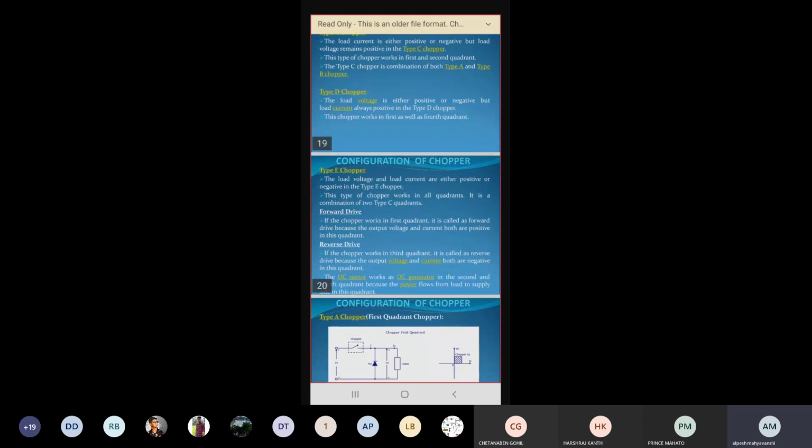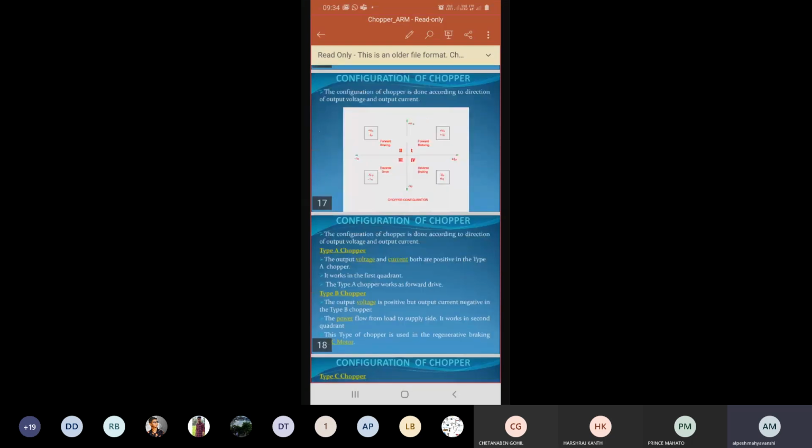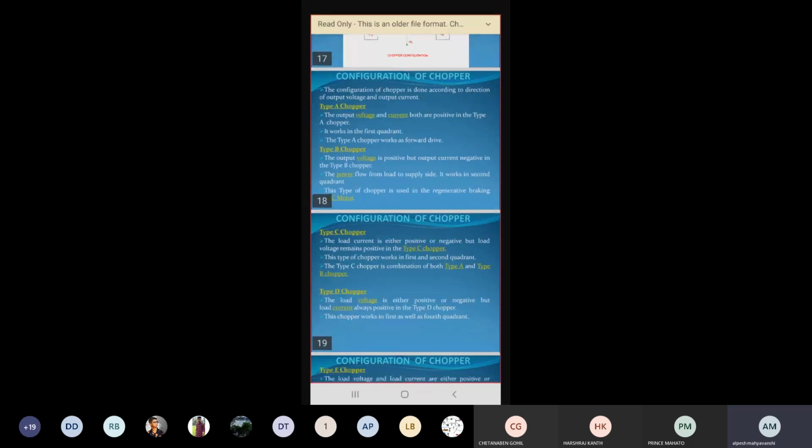Understand forward drive. If the chopper works in the first quadrant, it is called the forward drive because the output voltage and current both are positive in this quadrant. So here if we see this figure, this first quadrant is also known as the forward drive or forward motoring. Now reverse drive.